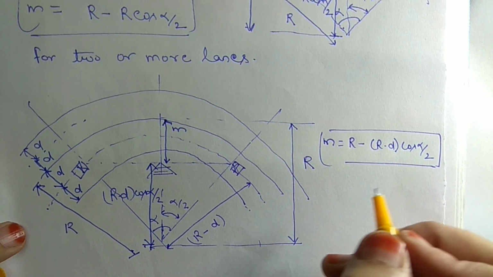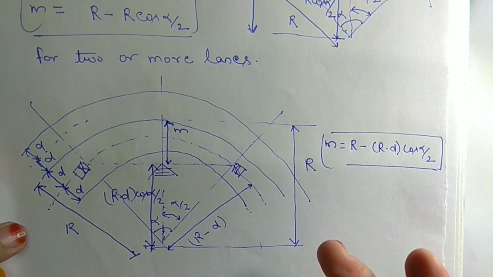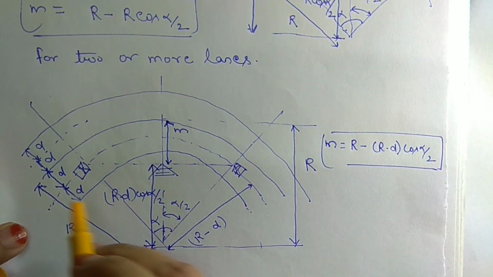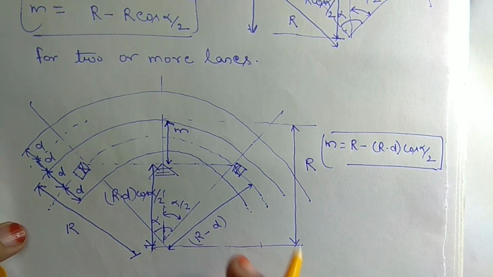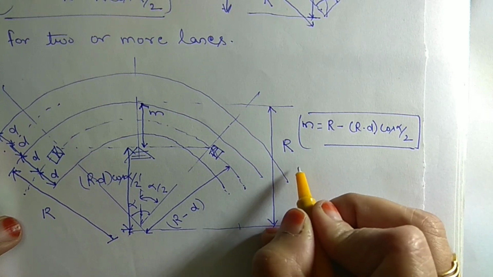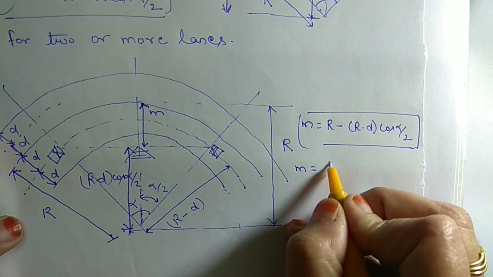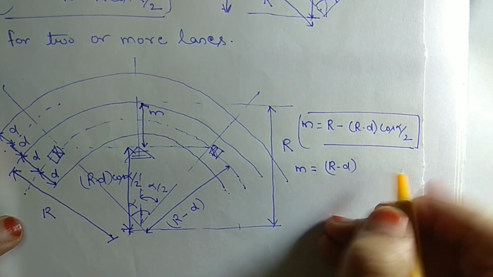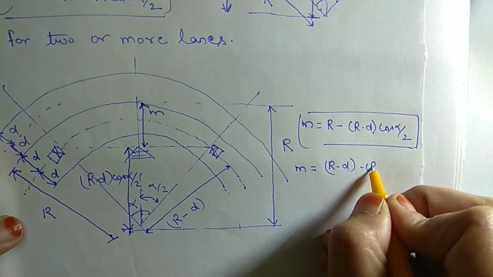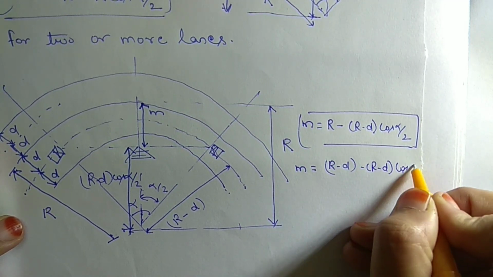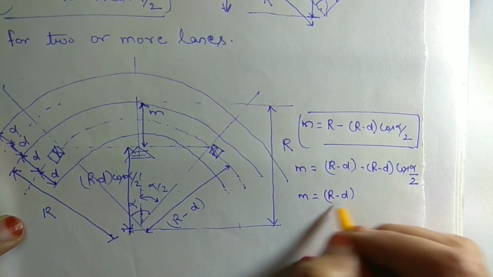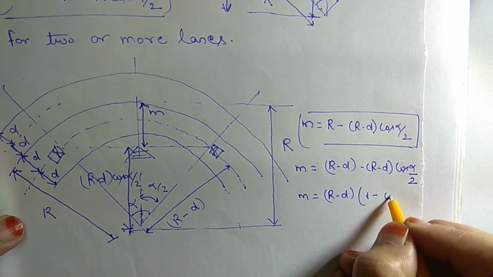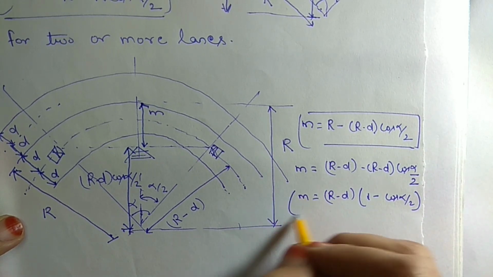And now, if the question asks to calculate the setback from the center line of this inner lane, how can we calculate the setback? It is R minus T minus (R minus T) cos alpha by 2. So the setback will be (R minus T)(1 minus cos alpha by 2).